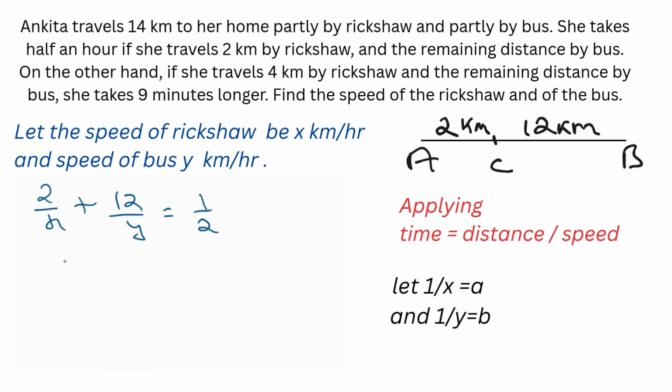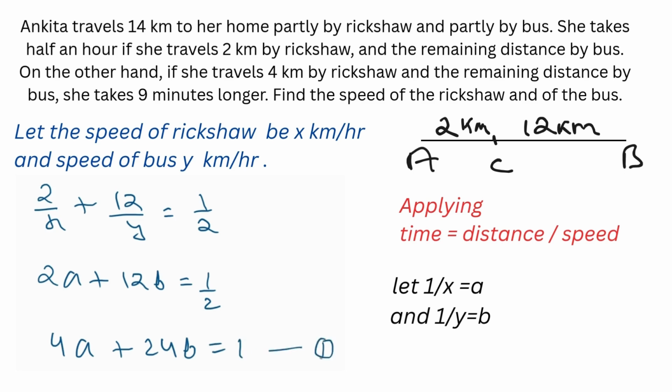Now from here we can say that 2 over x plus 12 over y equals half. Now taking 1 over x as a and 1 over y as b, we can write this equation as 2a plus 12 times b equals 1 over 2. Now multiplying 2 both sides, we get 4 times a plus 24 times b equals 1, and we mark this as equation 1.